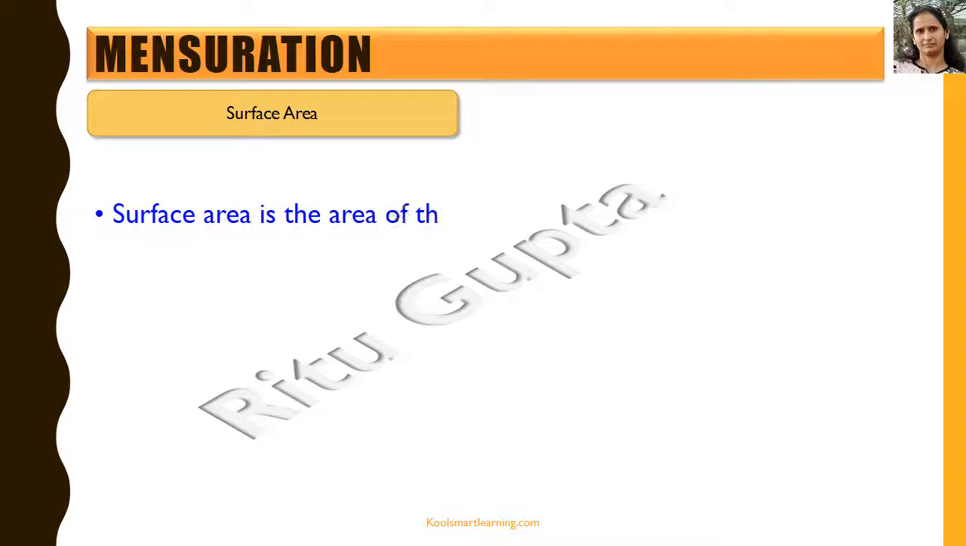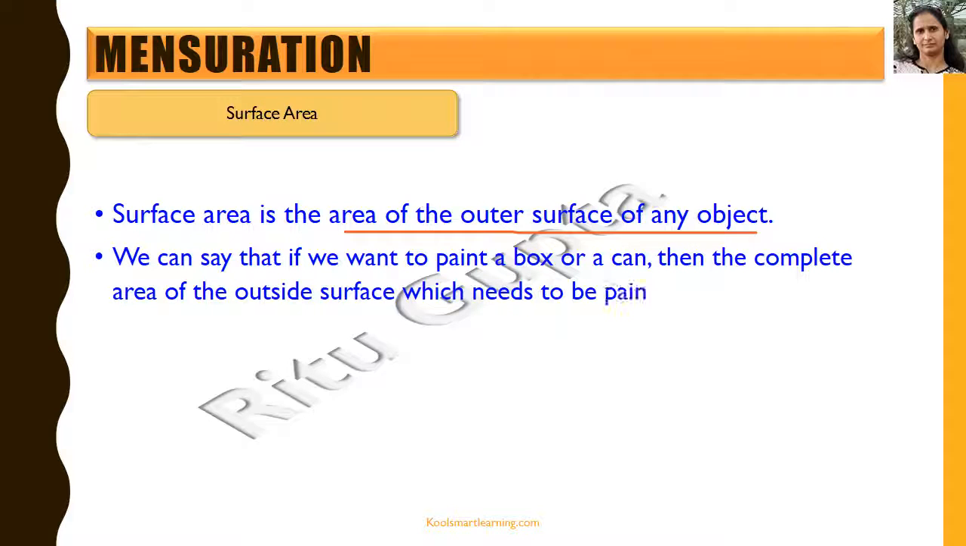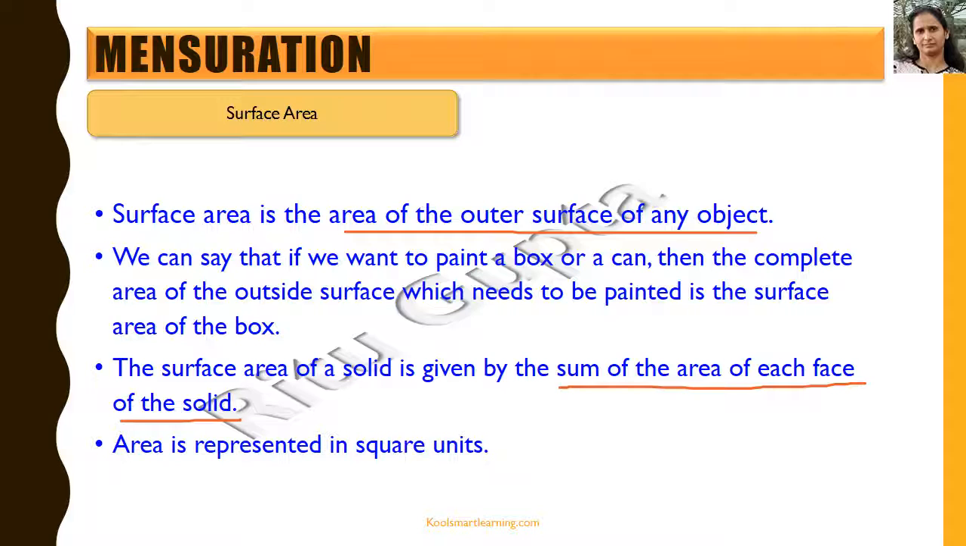So let's first of all understand what we mean by surface area. Surface area is the area of the outer surface of any object. We can also say that if we want to paint a box or a can, then the complete area of the outside surface which needs to be painted is the surface area of the box. So we don't count the inner surface area of the box. The surface area of a solid is given by the sum of the area of each face of the solid. And obviously area is represented in square units.